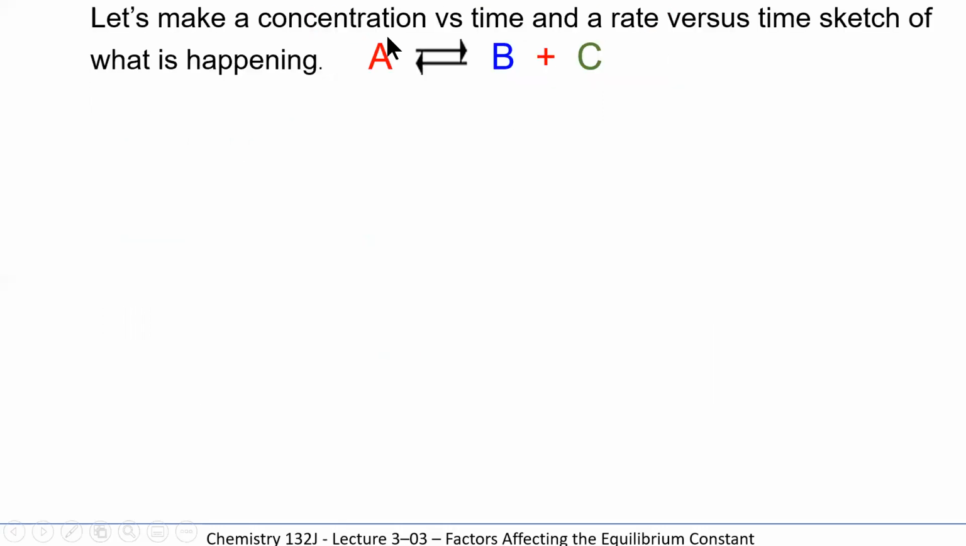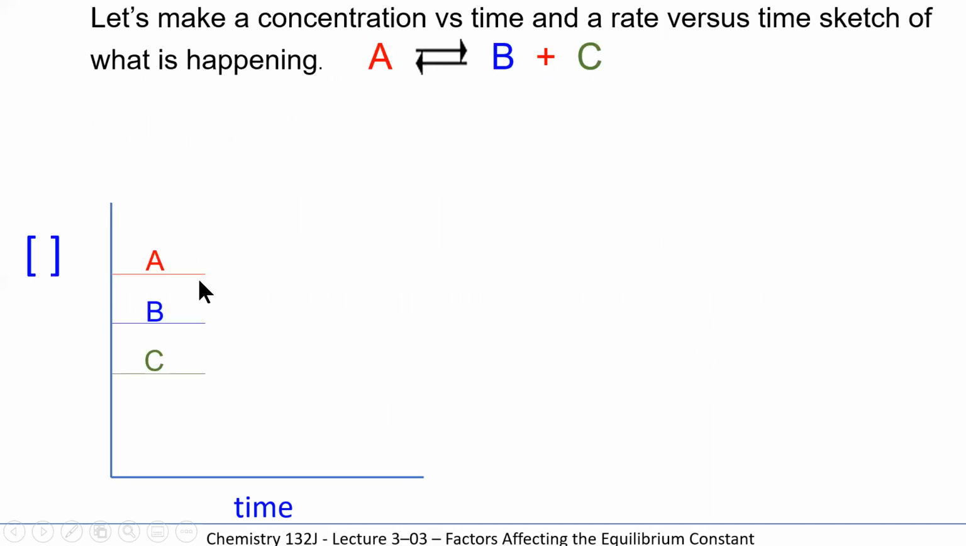So let's look at a concentration versus time graph and see what's happening. Concentration on the y-axis, time on the x-axis. We have quantities of A, B, and C. Could be any values here. Just for reference, I've separated them. But what did we say happened? We injected B into the system, so B goes up.